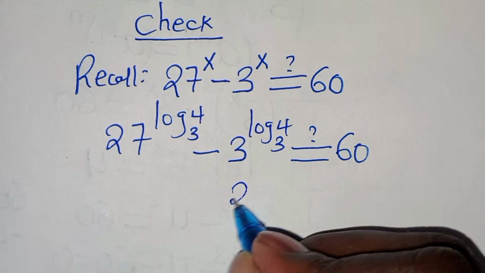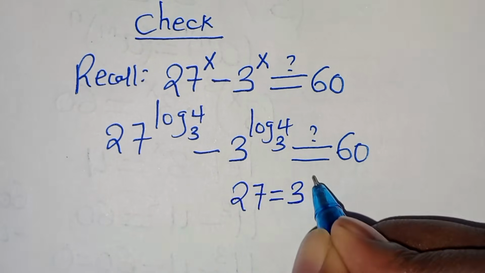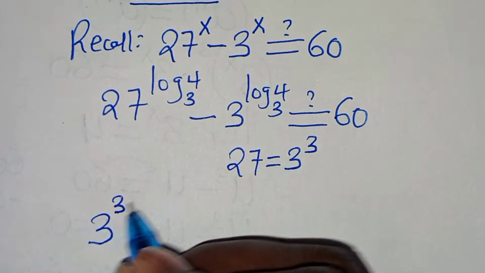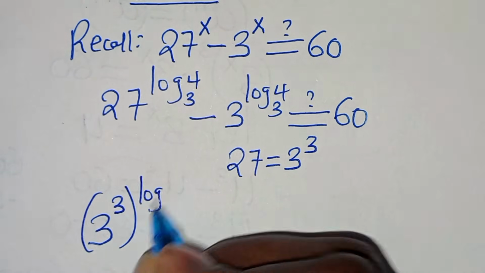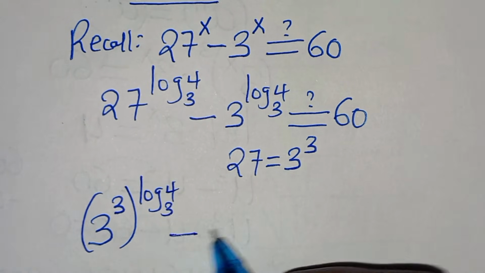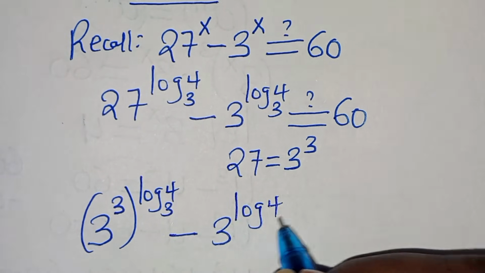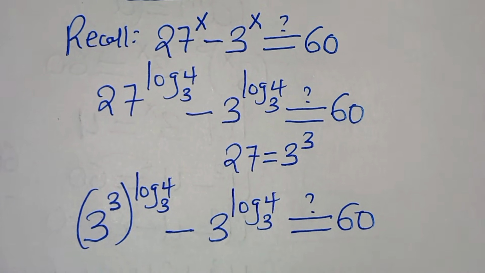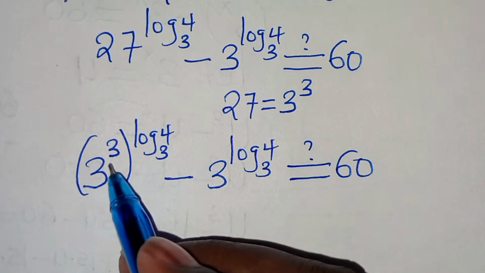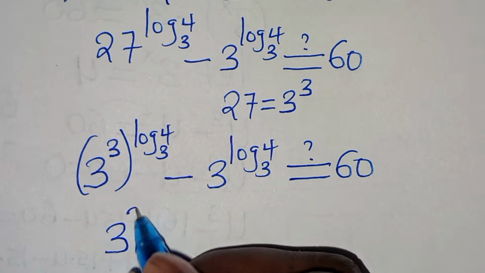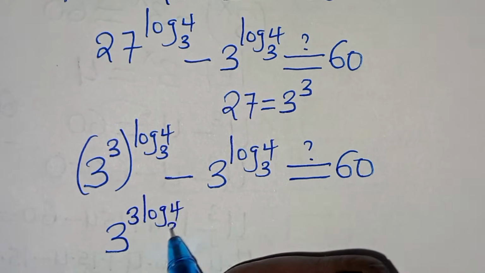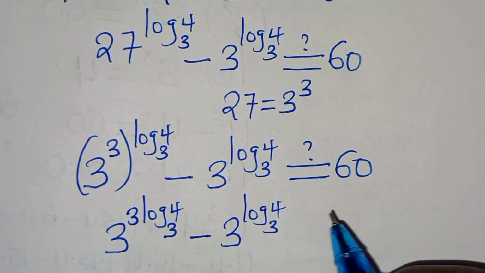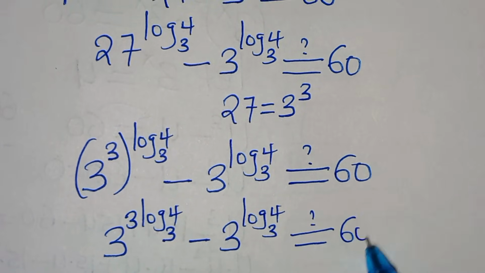Now, we can express 27 as 3 to the power of 3. So this is 3 to the power of 3 raised to the power of log 4 to base 3, minus 3 to the power of log 4 to base 3. This is supposed to give us a value of 60. Now, we can express this as 3 to the power of 3 log 4 to base 3, subtract 3 to the power of log 4 to base 3, which is supposed to give us 60.